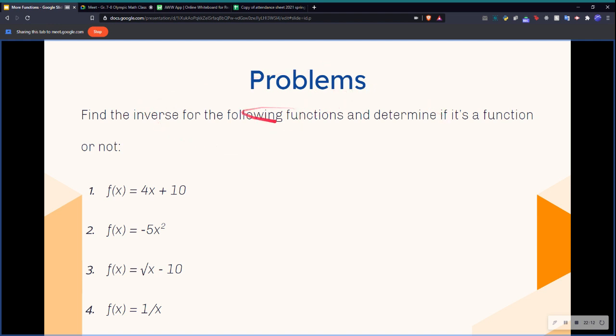Find the inverse for the following functions and determine if the inverse is a function or not. I forgot to mention this, but sometimes the inverse is not necessarily a function. Remember that the definition of a function is that for each input, it only produces one output. So if an input produces, say, two outputs, then it wouldn't be a function. That's what determines if an expression is a function or not. So find the inverse for the following. I'll give you guys a minute, then we'll take it up.